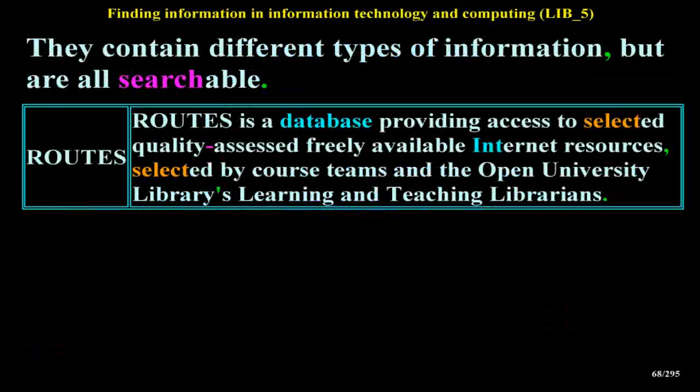They contain different types of information, but are all searchable. Ros is a database providing access to selected quality-assessed freely available internet resources, selected by course teams and the Open University Library's learning and teaching librarians.